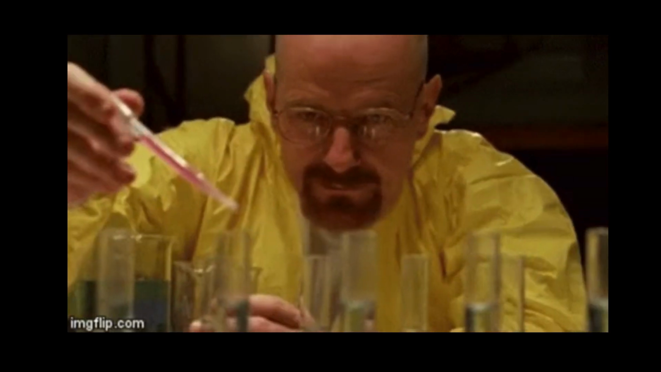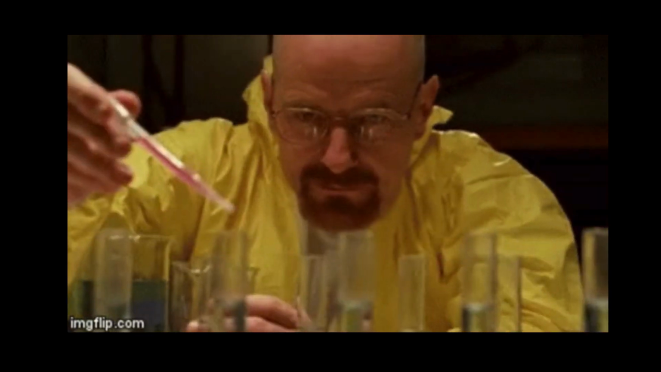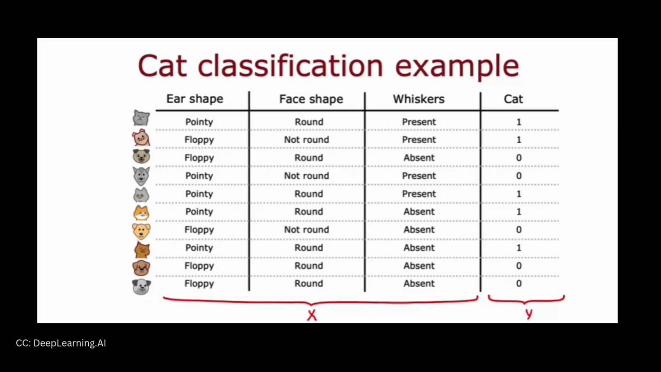Now let's put all this together and build a cat classifier. On screen, you see a small dataset with three features. Let's call them x1, x2, x3 and a label y.